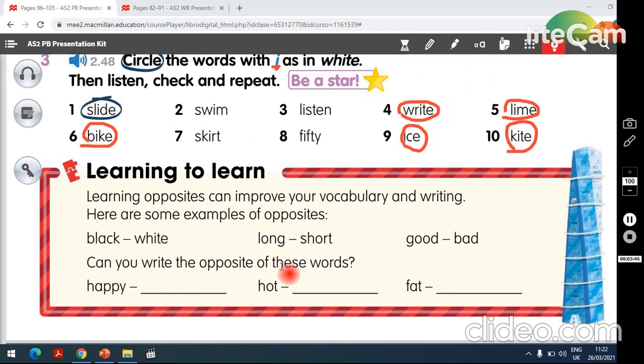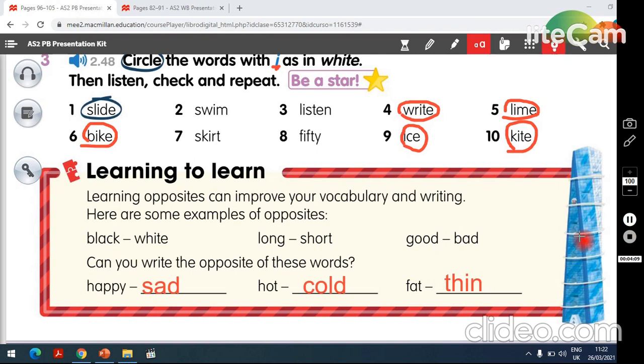Can you write the opposite of these words? Happy? Yes, sad. Hot? Yes, cold. Fat? Yes, thin. Thin or slim, you can write any of these words.